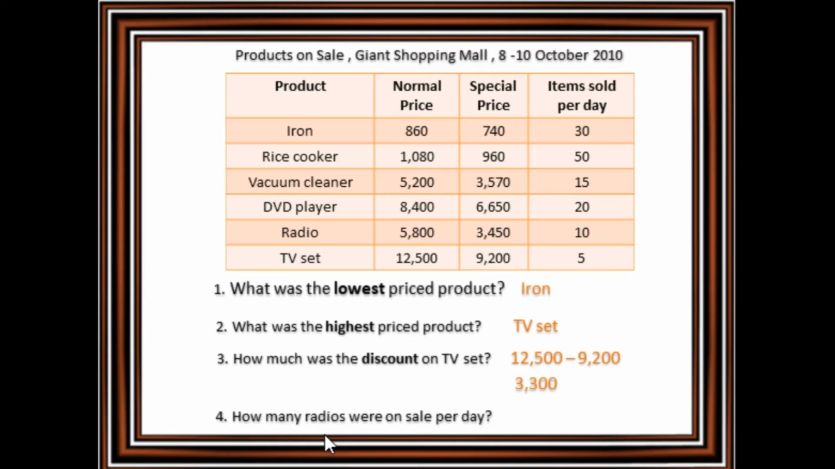how many radios were on sale per day? We're talking about radios, so we go find radio. So this is iron, rice cooker, vacuum cleaner, DVD player, and we have radio, and we try to look how many items sold. It is how many? Very good. It's 10 radios. That is how you're going to interpret data shown on table charts.